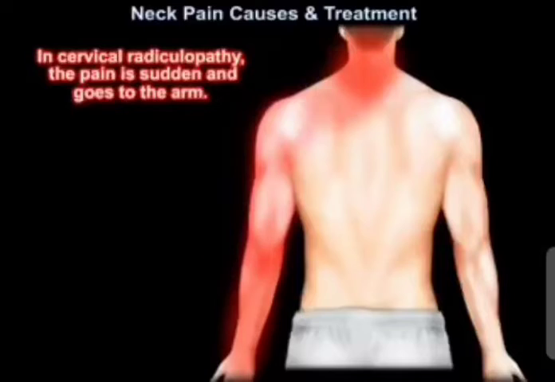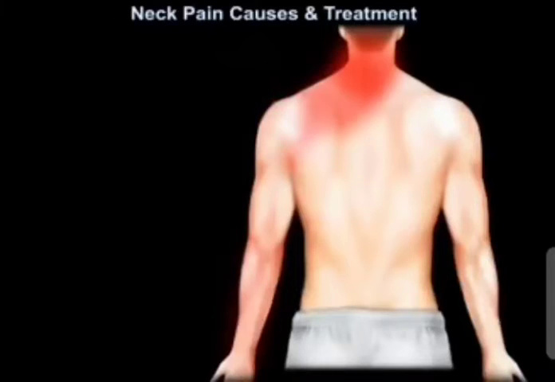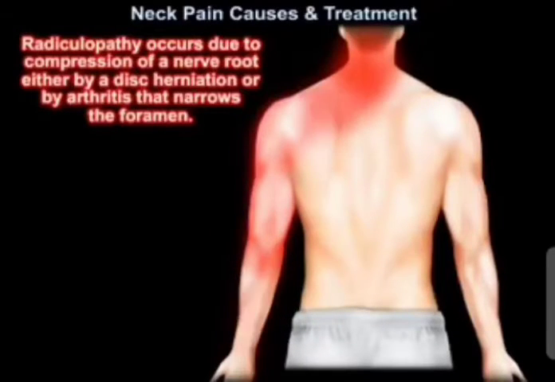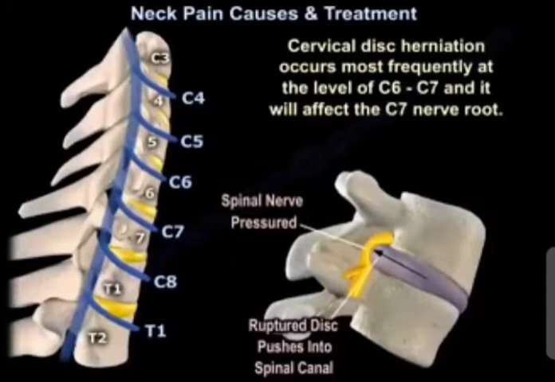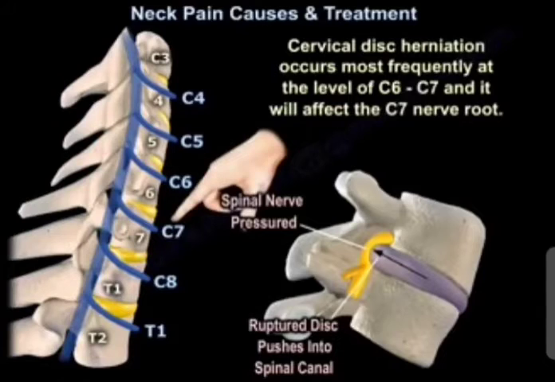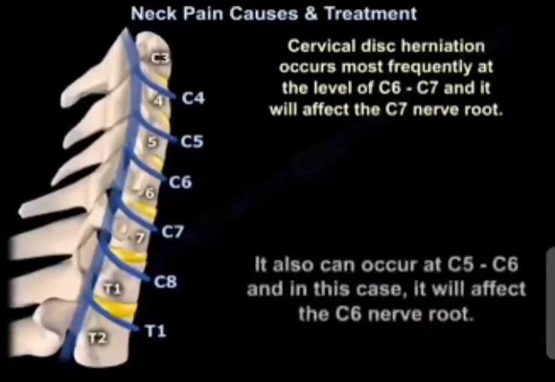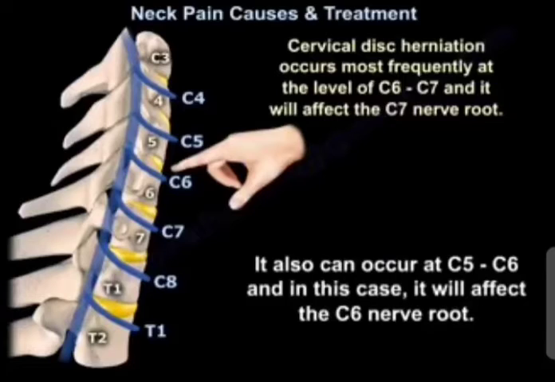In cervical radiculopathy, the pain is sudden and goes to the arm. Radiculopathy occurs due to compression of the nerve root, either by a disc herniation or by arthritis that narrows the foramen. Cervical disc herniation occurs most frequently at the level of C6, C7, and it will affect the C7 nerve root. It can also occur at C5, C6, and in this case, it will affect the C6 nerve root.